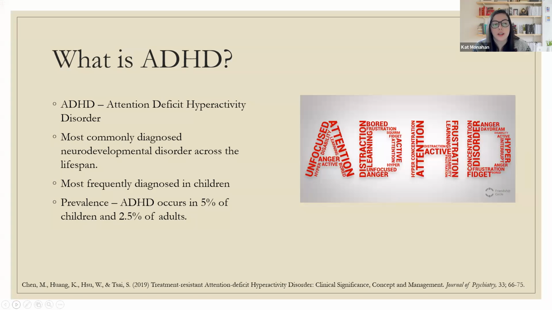So what is ADHD? ADHD is attention deficit hyperactivity disorder. It's most commonly diagnosed in childhood, and it's approximately the 50th leading cause of global years lived with a disability for children, coming before diabetes, meningitis, and intellectual disabilities. It's the most commonly diagnosed neurodevelopmental disorder across the lifespan. And according to the DSM-5, the prevalence of ADHD in the population, based on surveys in most cultures, is 5% for children and 2.5% for adults.